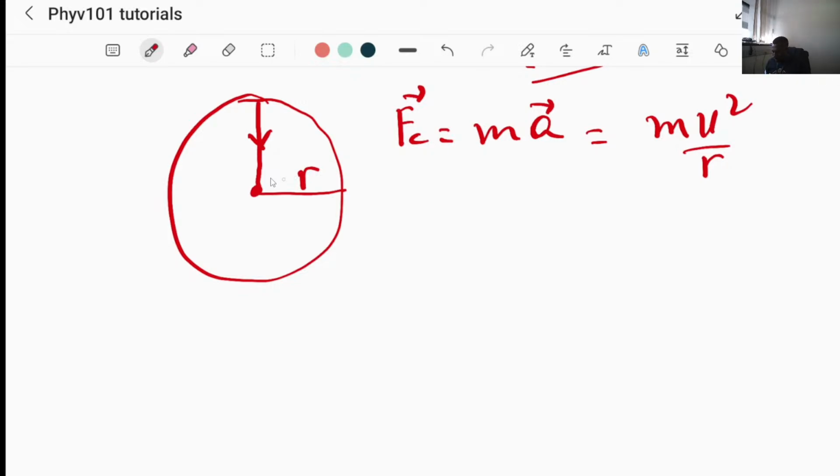Let's see now. The radius, this force is, you see, this is Fc. The radius is also in the same direction. You see the problem with the centripetal force. The direction of F and the direction of the radius is the same.